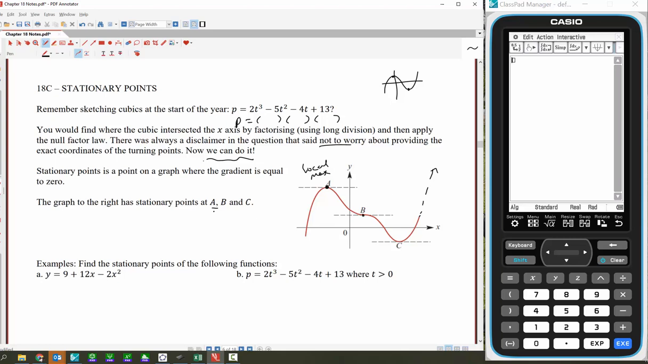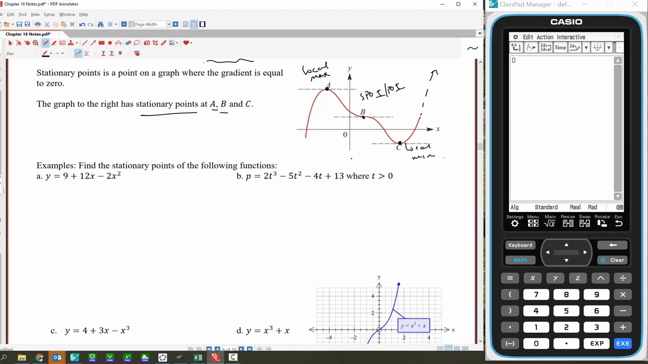This one here, because we know it says that there's stationary points at A, B, and C, is what we call a stationary point of inflection, or a SPOI. Now just note that functions can have this kind of behavior, and it may not be a stationary point of inflection. So it could be a point of inflection, or it could be a stationary point of inflection. We know that this one is because it says the graph to the right has stationary points at A, B, and C. So this one here is another stationary point. We call this one the local min.